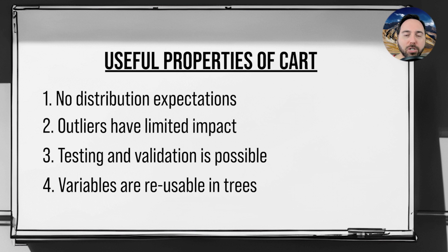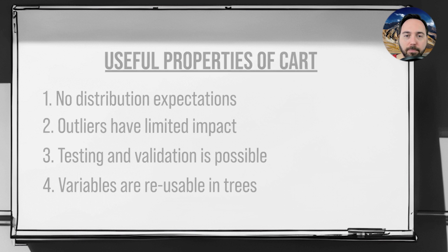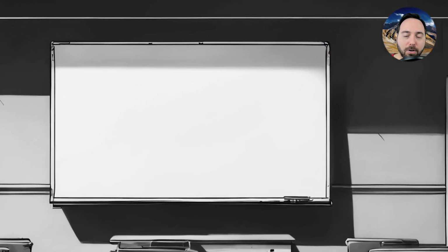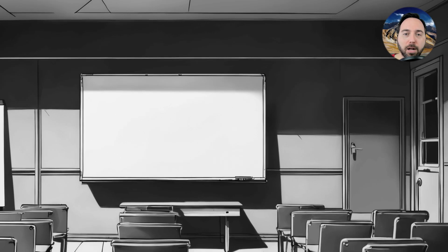If I have age as the topmost variable, it may turn out that age becomes useful again deeper in the tree. Not all algorithms allow for feature reuse like that, so it is a notable property of CART. We've done a lot of talking about CART, so let me jump into a demo and I'll show it off.